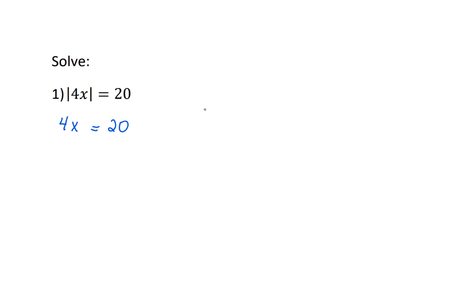Well, we also have to take into account the other direction. If we go the other direction on the number line, that value inside the absolute value also goes in the opposite direction. So we have to set it equal to the same number, but in the opposite direction. And then we solve both of these equations. So to solve this equation, 4x equals 20, we divide by 4, and we get x equals 5. And for our other equation, when we divide by 4, we get that x equals negative 5.